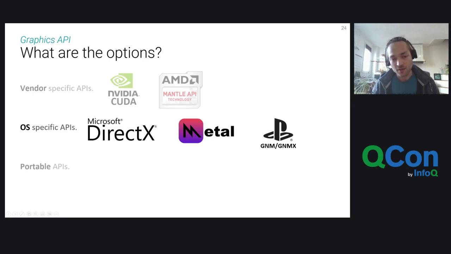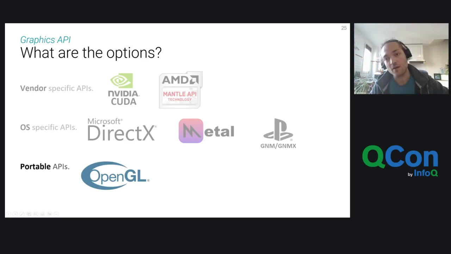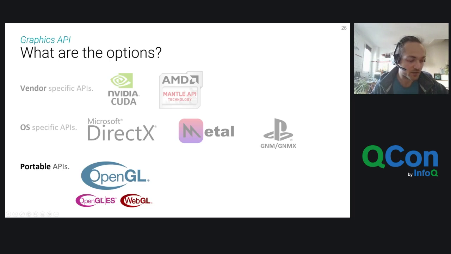Then, because often we want something to be portable, so that we don't want to rewrite for those different APIs, we need portable APIs. And for a long time, the portable API for 3D was OpenGL. OpenGL also had some variants. One is OpenGL ES, to target low-end devices like phones in particular, and WebGL, which is basically a mapping of OpenGL ES to be exposed as a JavaScript API.